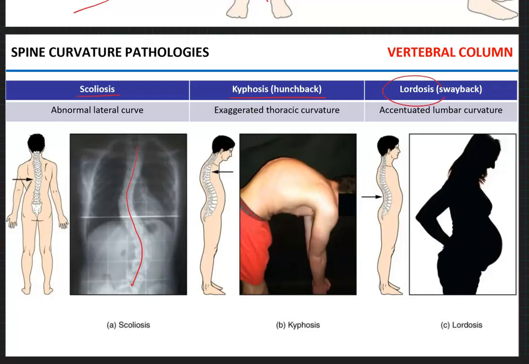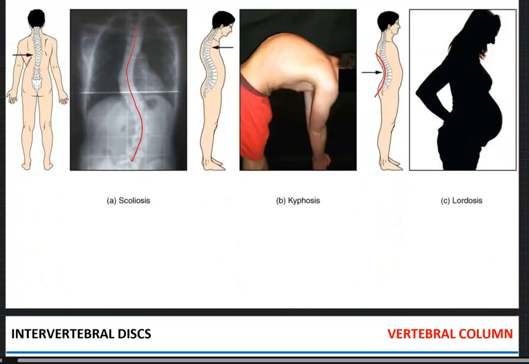Now, lordosis is usually a temporary problem. You develop lordosis basically when you carry heavy things. If I started carrying, I don't know, a sandbag that weighs 100 pounds in my arms, I would do this to counterbalance the weight. Pregnant women usually have lordosis, and it goes away once the pregnancy is over.